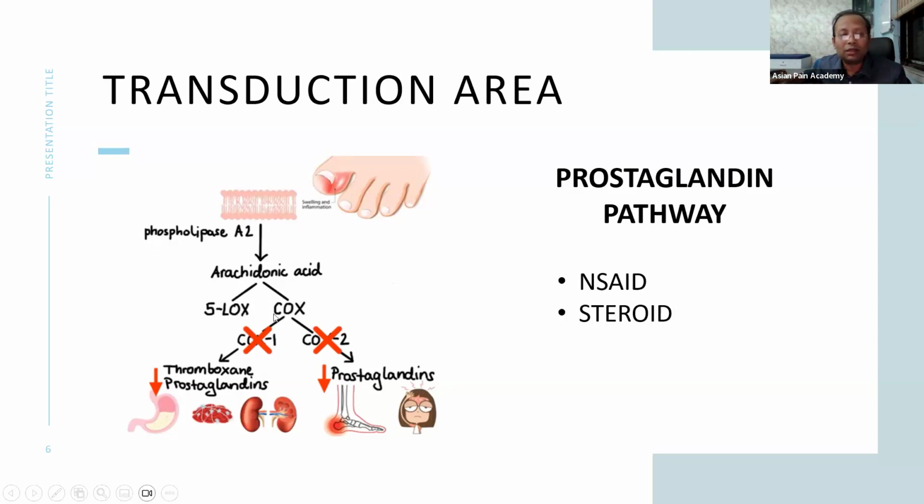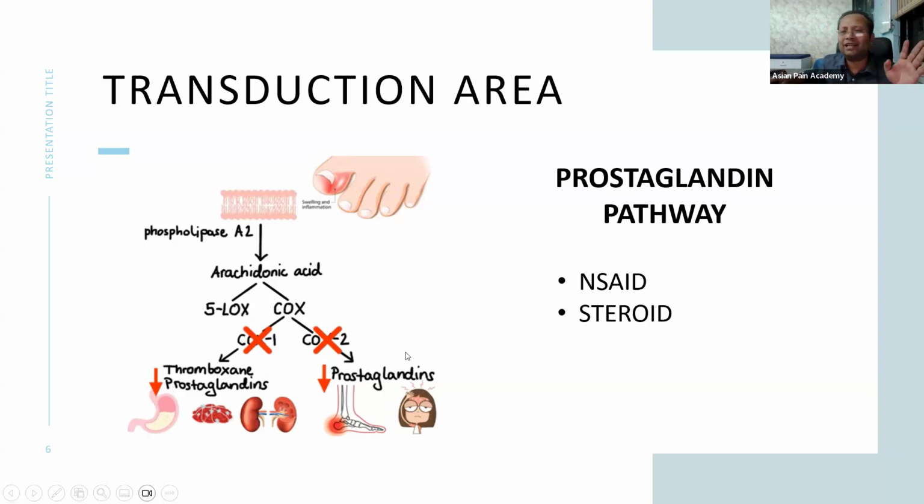But then COX drug, anti-cyclooxygenase, means COX-1 or COX-2 inhibitors. So COX-1 inhibitors we don't need. We need COX-2 inhibitors. Remember, COX-2 is the pathological cyclooxygenase. In a physiological condition, if there is no injury, then COX-2 is not there. It is only COX-1 which does the physiological functions.